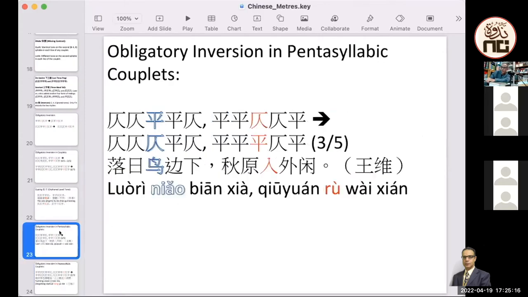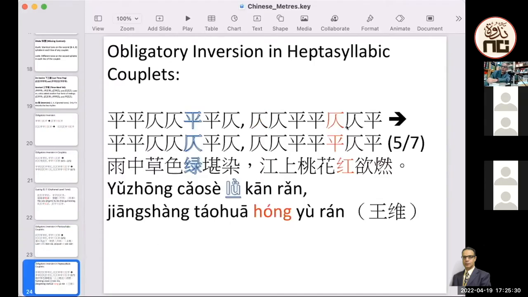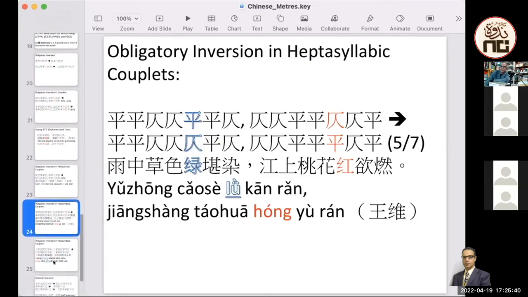While in the previous example, he kept it. In the previous example, he kept this one as tsu, though he had the option to change it into ping, but he didn't do it. He did it here. That tsu should be changed into ping, and he did that by using hong, which is a ping sheng.